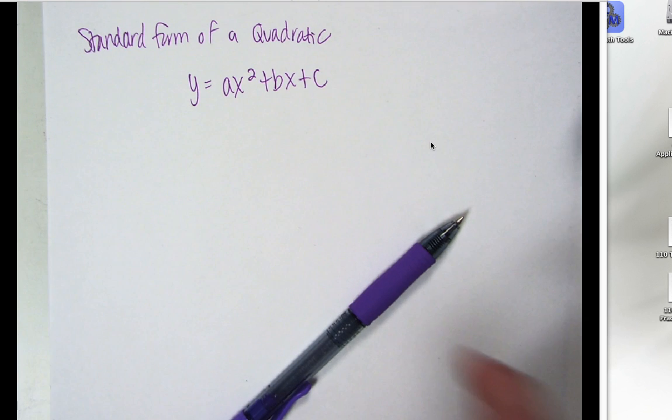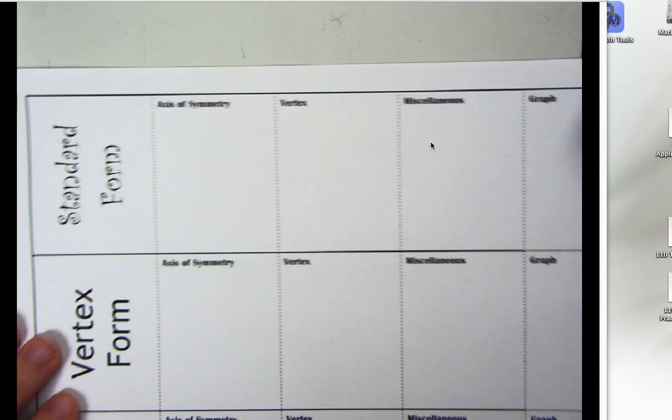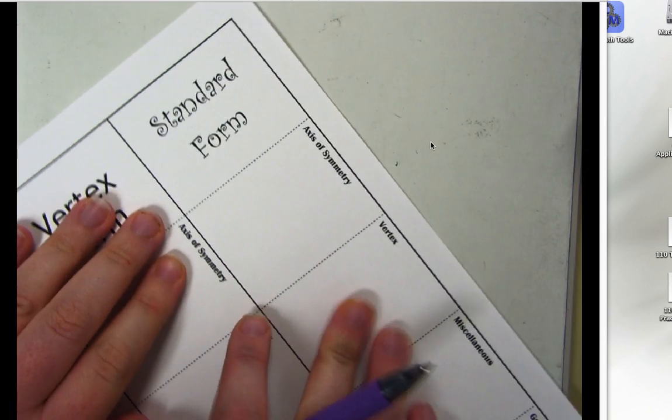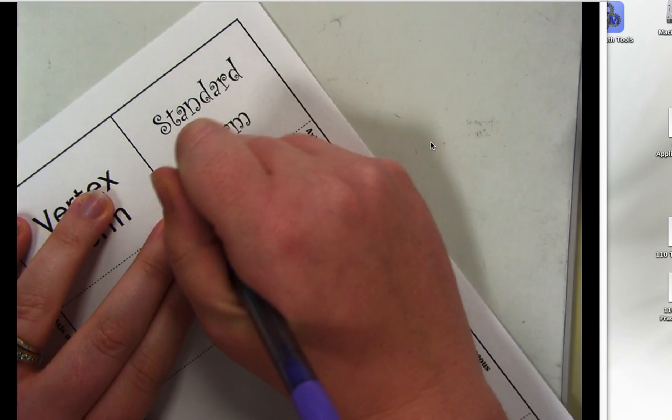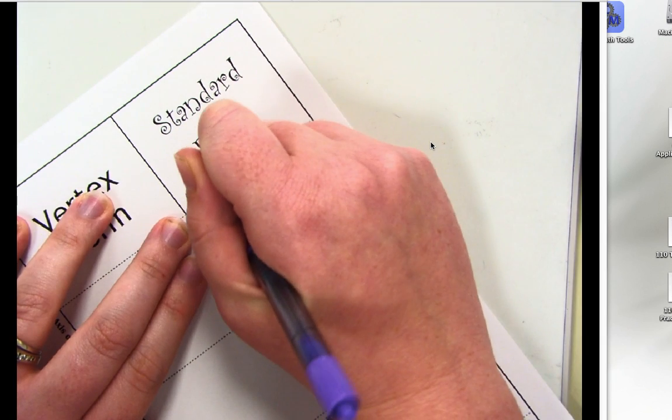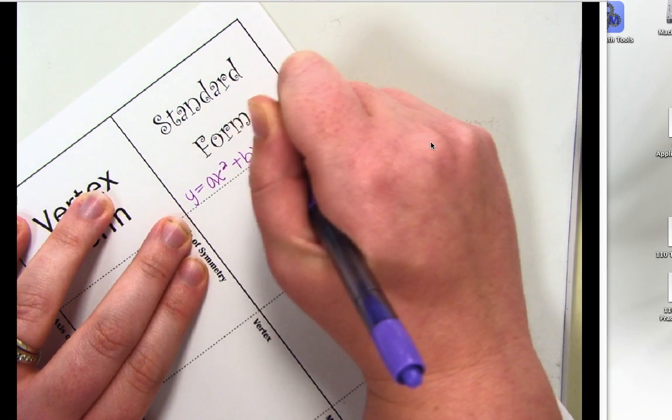Yes, I believe you. And we're going to fill in our foldable. And today we're talking about the standard form. So the standard form looks like y equals ax squared plus bx plus c.